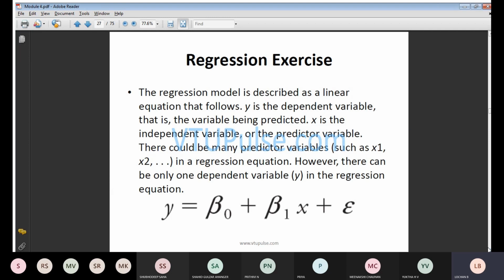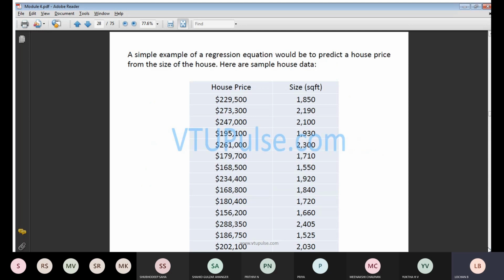Next is the regression example. The regression model is described as a linear equation. Y is the dependent variable, the variable being predicted. X is the independent variable or the predictor variable. There could be many predictor variables such as x1, x2 in the regression equation. However, there can be only one dependent variable in the regression equation, that is y equals beta naught plus beta 1 x plus epsilon. This indicates that y depends on your x value.